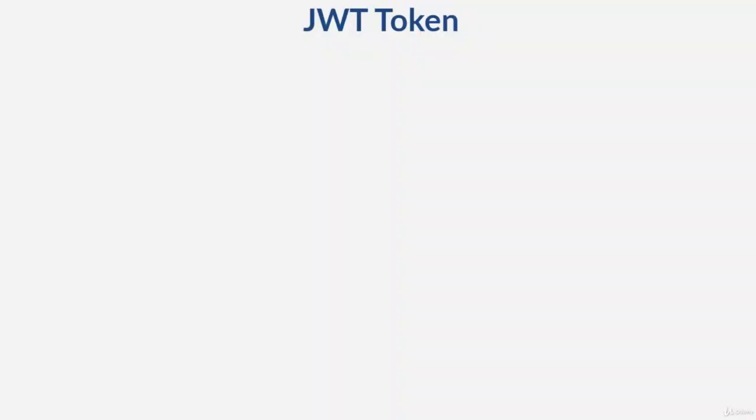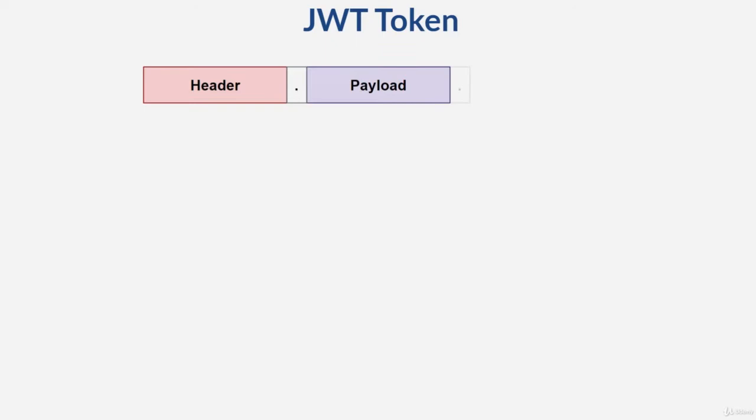Fortunately, there is a standard way to create stateless tokens using JSON Web Token, or JWT. In simple words, it is a string that consists of 3 parts, each part separated by a dot. The first part is the header, the second part is the payload, and the third part is the signature.